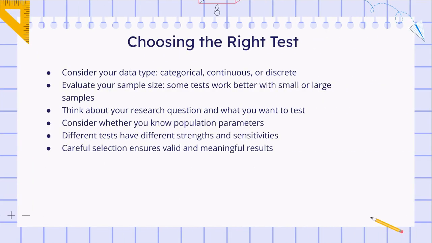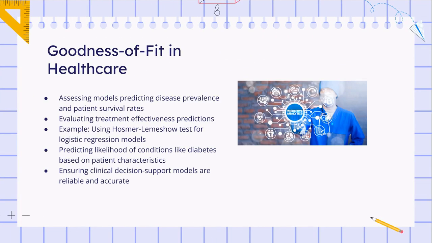Choosing the right test involves considering your data type, sample size, and research question. Different tests have different strengths and sensitivities, and careful selection ensures valid and meaningful results. In healthcare, goodness of fit is used to assess models predicting disease prevalence and survival rates. It is also important for evaluating treatment effectiveness and ensuring clinical decision support models are reliable.